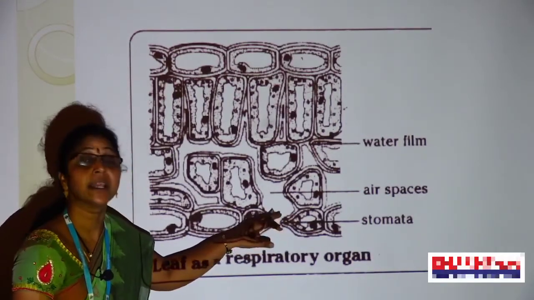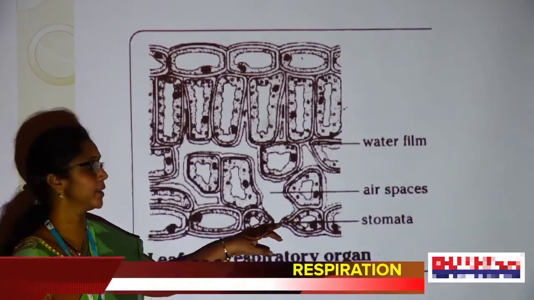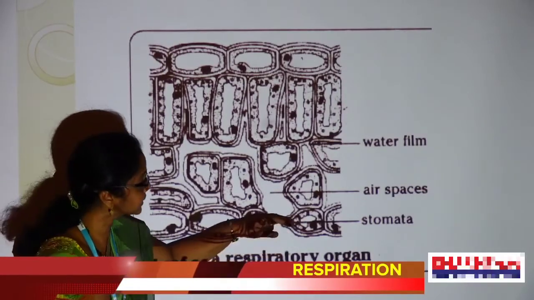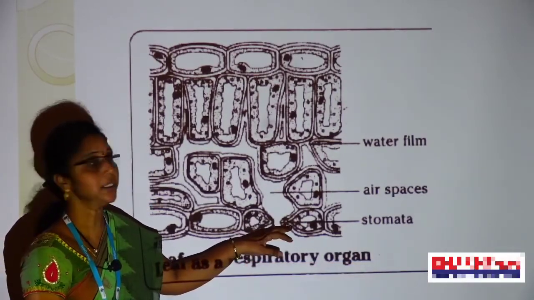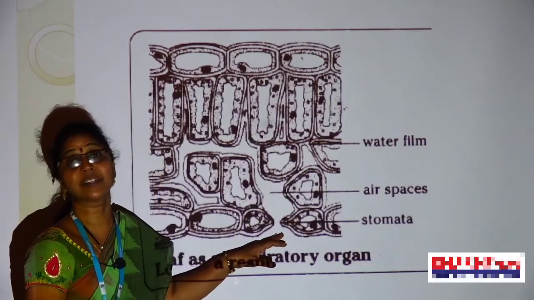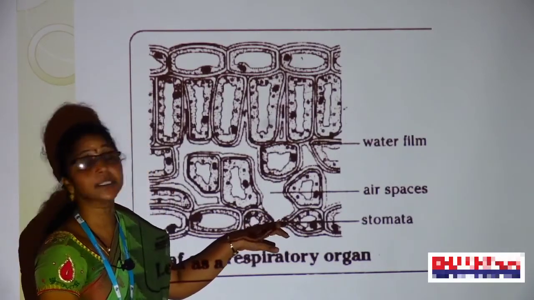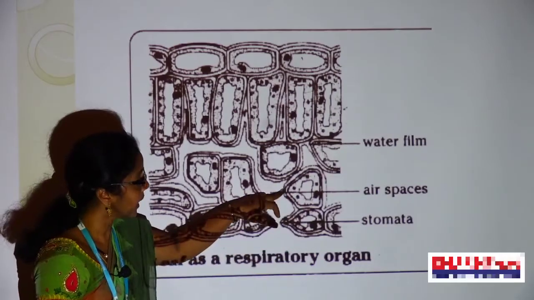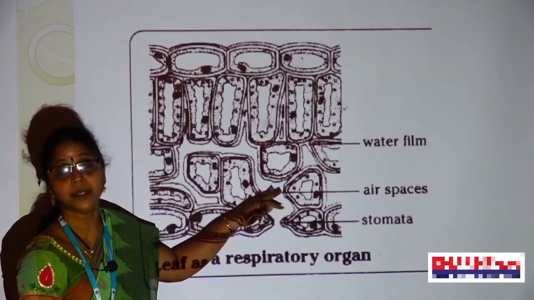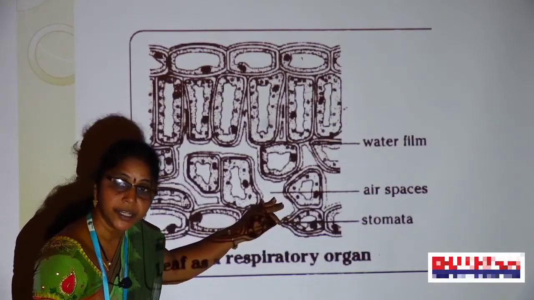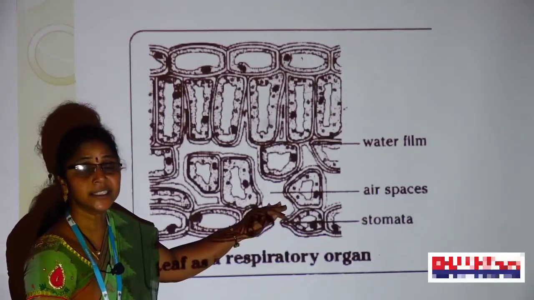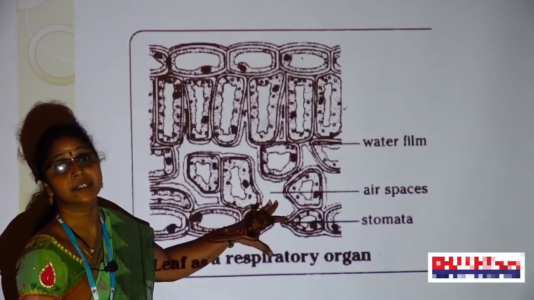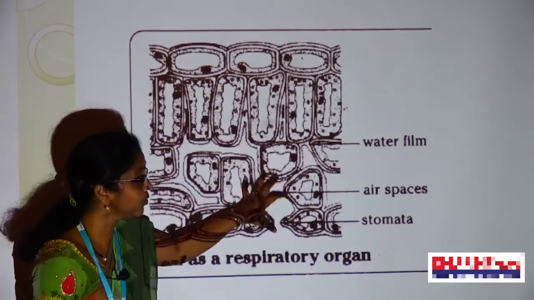Here, exchange of gases takes place. These stomata open into spaces present inside the plant. These spaces form a continuous network. These air spaces are large in leaves, but in other parts these spaces are very small. These air spaces are lined with water.